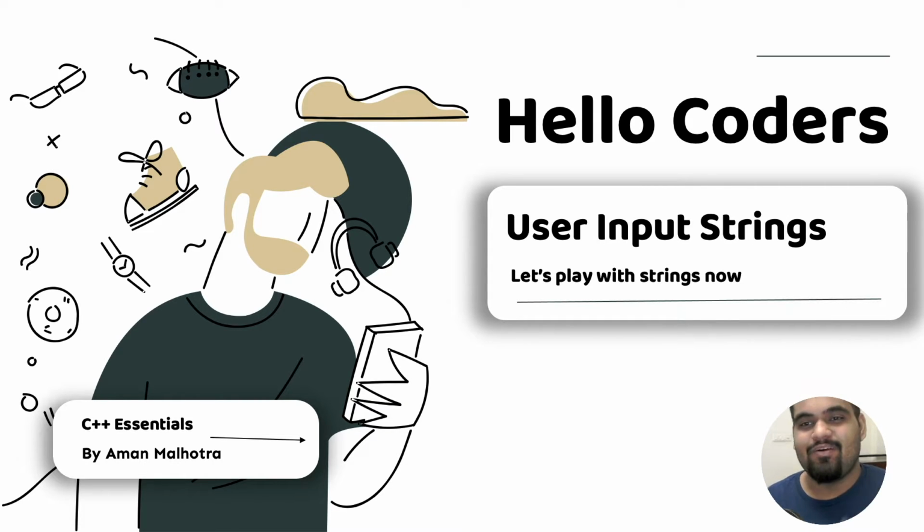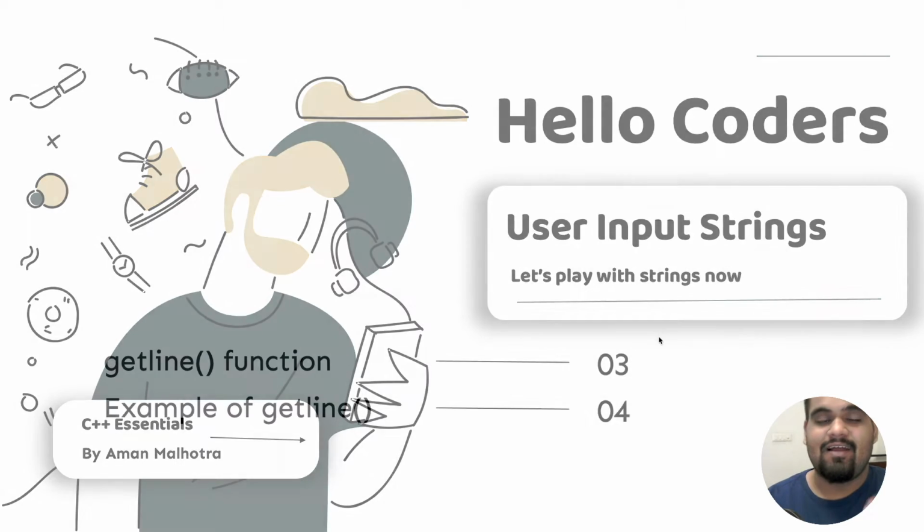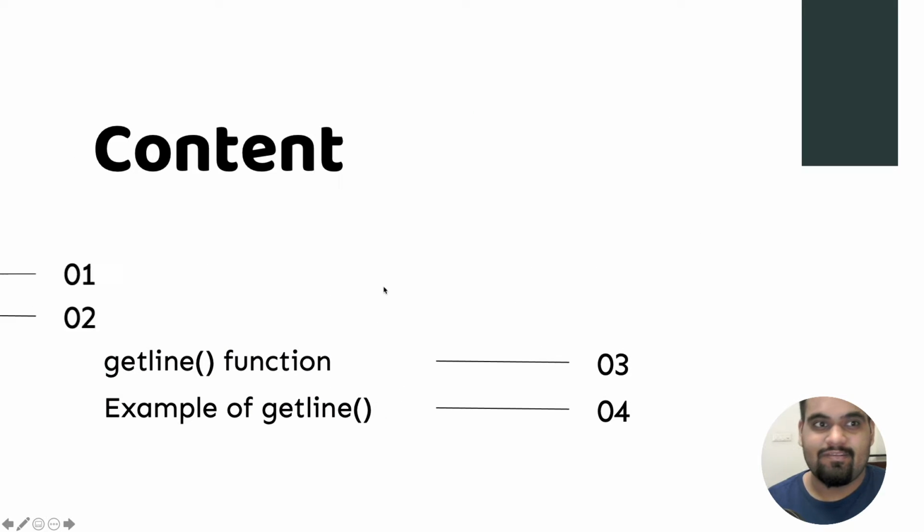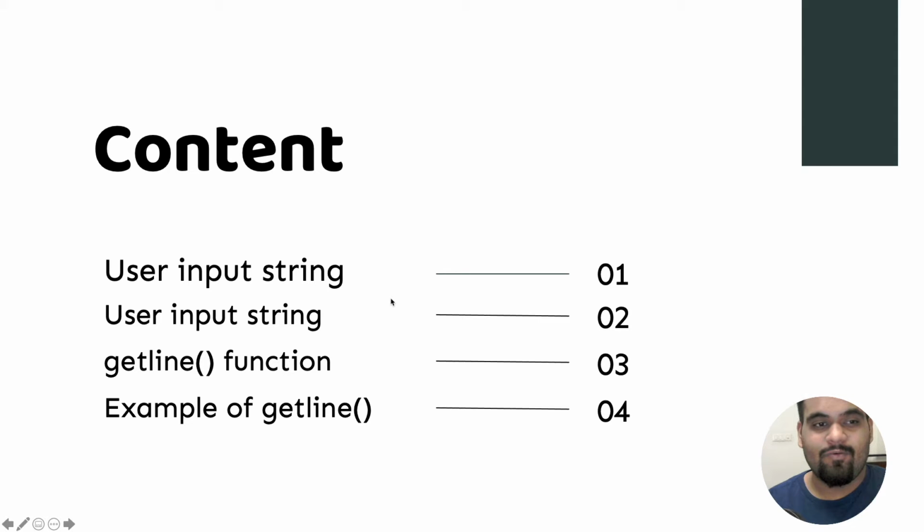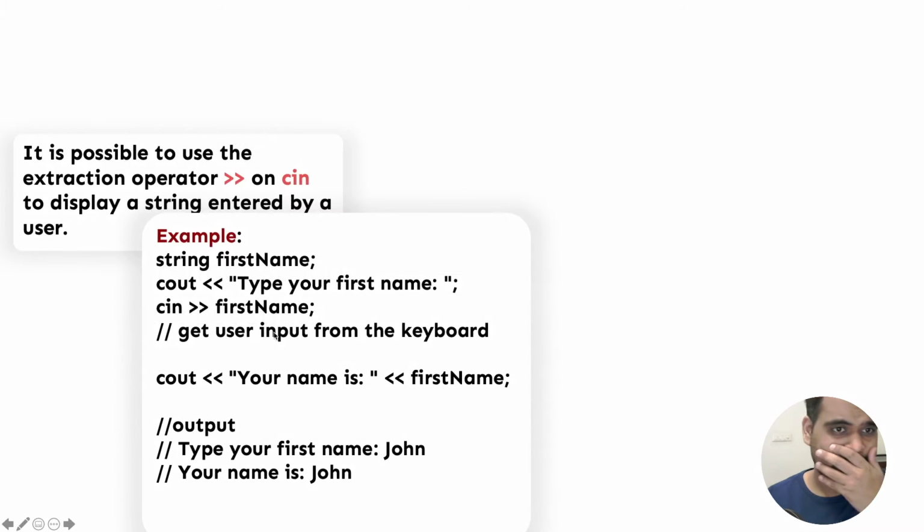We're going to talk about user input strings. How can you allow a user to input a string and store it as well? Let's start having a look at all of these. The first thing is: what is a user input string, and how do you go about it? What is the getline function, and an example of a getline function?